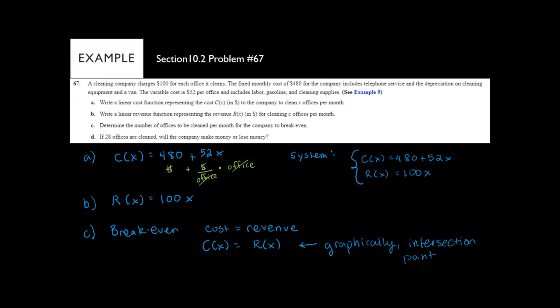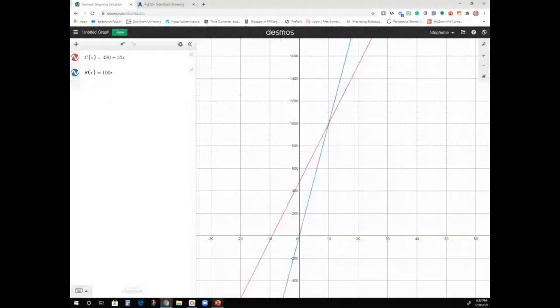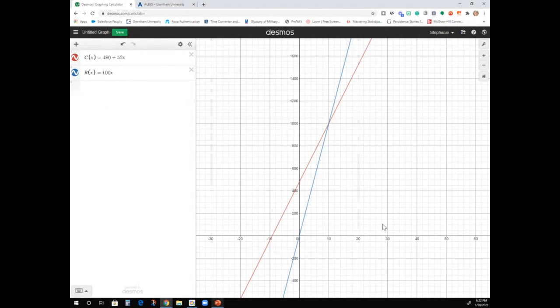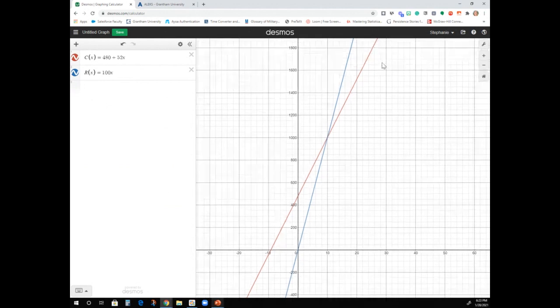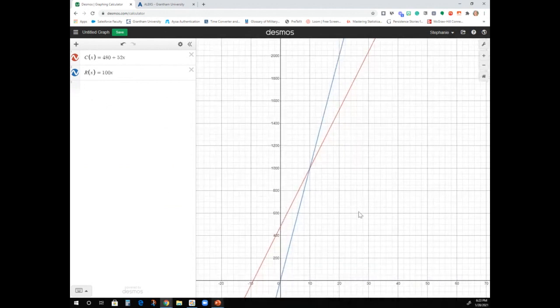And then part D says, if 28 offices are cleaned, will a company make money or lose money? So to answer part D, we can go back to our graph. So 28 offices is going to be somewhere around here. And so we can't really see what we're looking at here. So I'm going to move it. So 28. So we hit the red one first, and then the blue one is above it. So red here is our cost. I wish I could like label the lines, but I can't. So red is cost, blue is revenue. So the cost for about 28 would be under 2,000.